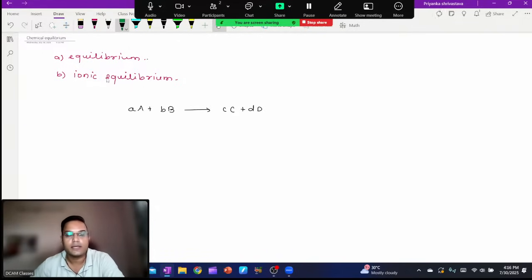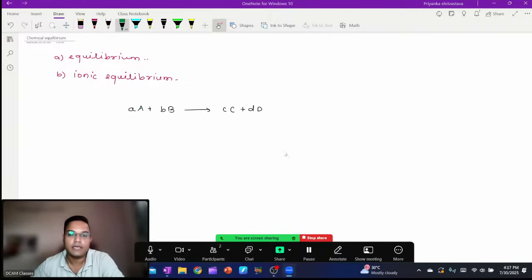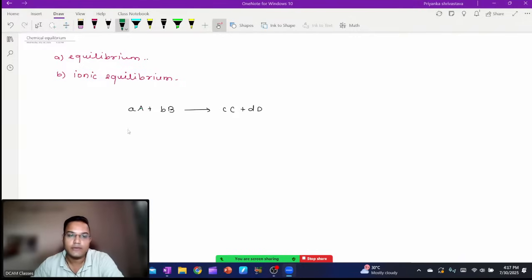See the equilibrium area. I'm representing this A plus bB is giving you cC plus dD. This is a form of chemical reaction. Like you have C plus O2 is giving you CO2. Simple type.